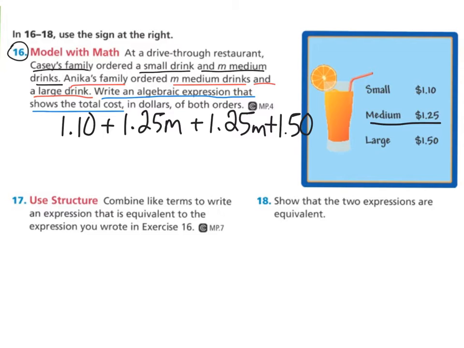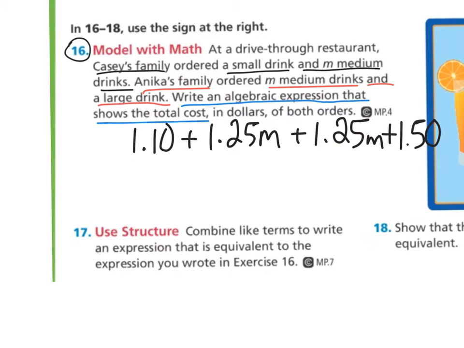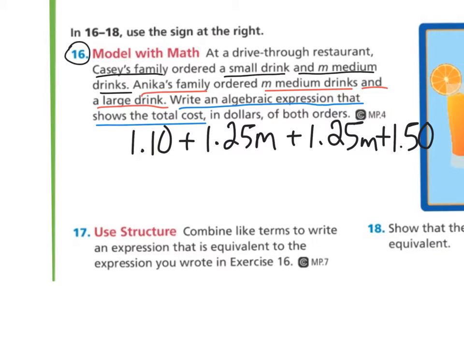Understand, generally, what we're trying to do in this lesson is not only write expressions, but also have them simplified. So let's try to simplify this. So look for some like terms. So we have some M terms that are like terms here. Plus 1.25M, plus 1.25M. Don't lose your signs with these. And then if you add those together, make sure your decimals are lined up, you would get 2.50 times M.